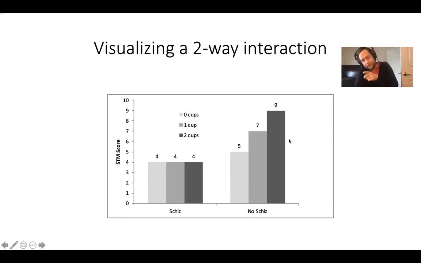But if you're talking about people that don't have schizophrenia, the more cups of coffee you drink, the better your short-term memory score. And so cups of coffee has different effects on people with schizophrenia than no schizophrenia. Notice how I'm talking about both factors here. I'm talking about cups of coffee and how it influences people with schizophrenia. There is no influence. I'm also talking about cups of coffee and how it influences people with no schizophrenia. There is a strong influence, such that the more coffee you drink, the higher your short-term memory scores.